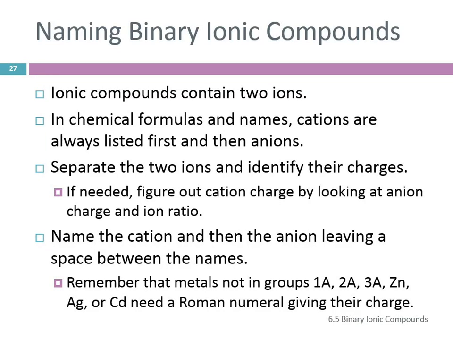That section was about writing formulas. This section is about naming ionic compounds. All of the ionic compounds that we'll run into and need to name in this class and in Chem 1A only have two ions, one cation, one anion. And we always list the cations first and the anions second.